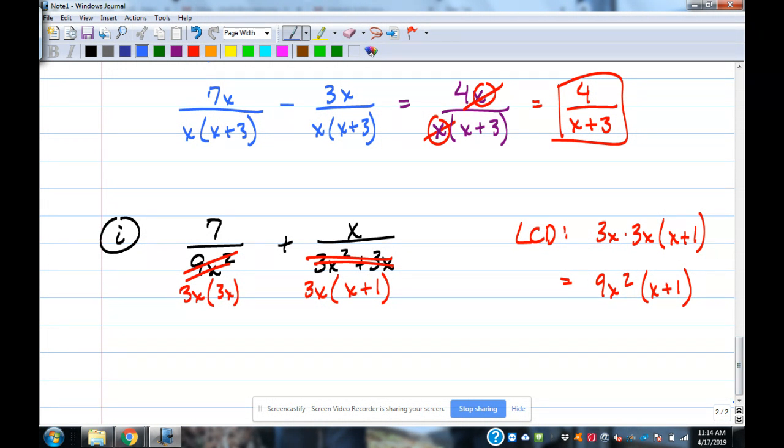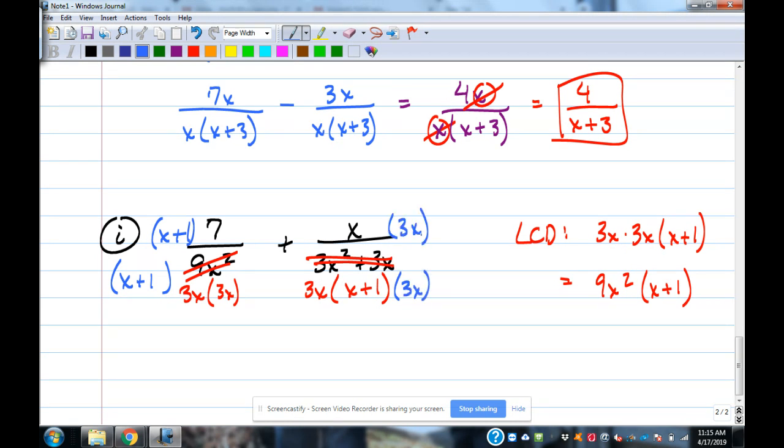Okay, so what does the first fraction even need? It just needs the x plus 1. It already had both of the 3x's, the 9x squared. So I'm going to multiply bottom times x plus 1, top times x plus 1. What does the second fraction need? 3x. It needs another 3x to work there.